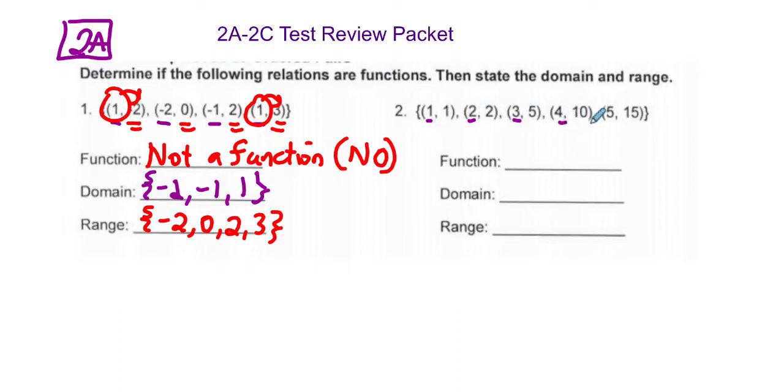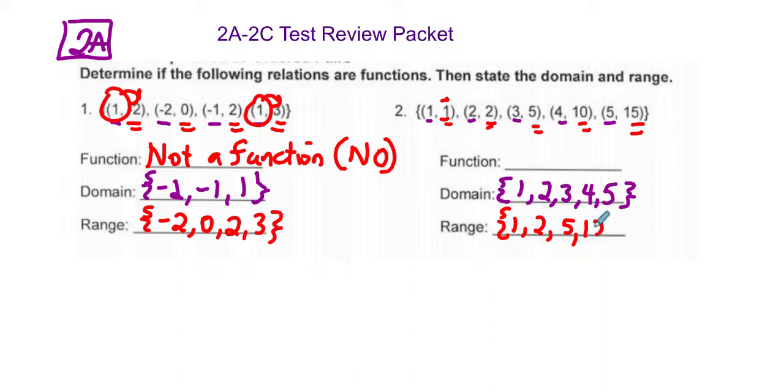All right, looking at question number 2, our domain is 1, 2, 3, 4, and 5. Our range again is the second numbers in each order pair. So that's 1, 2, 5, 10, and 15. Now, we can look at this one way. I can look and see if each of these domains are individual or not. And that gives me yes, this is a function.